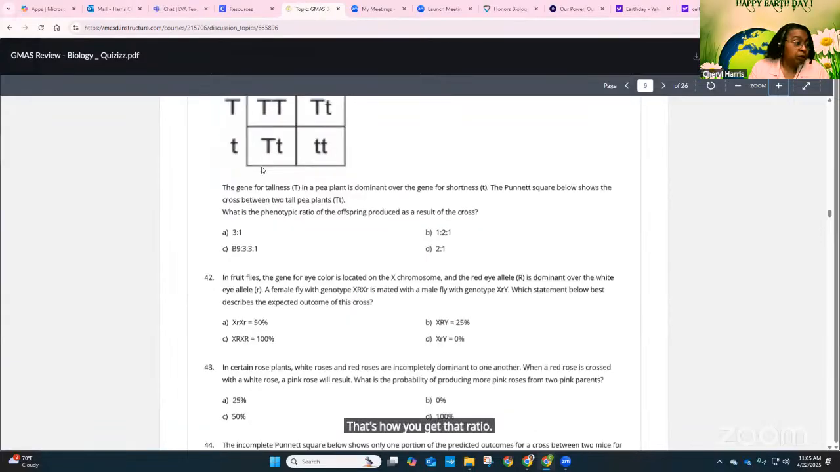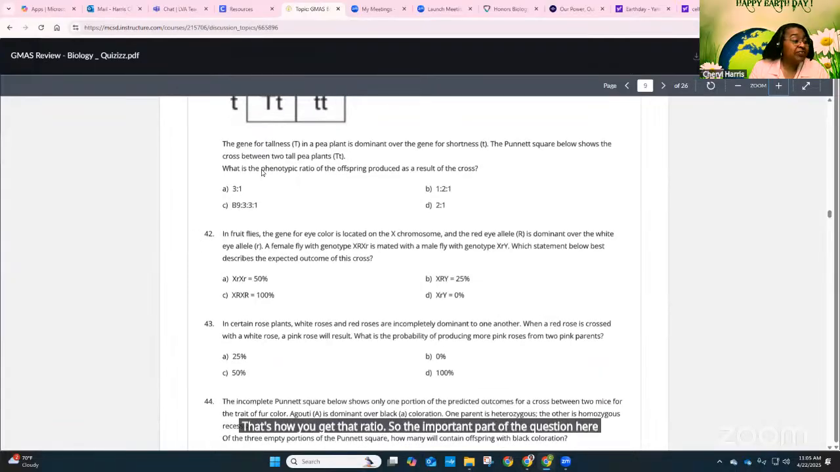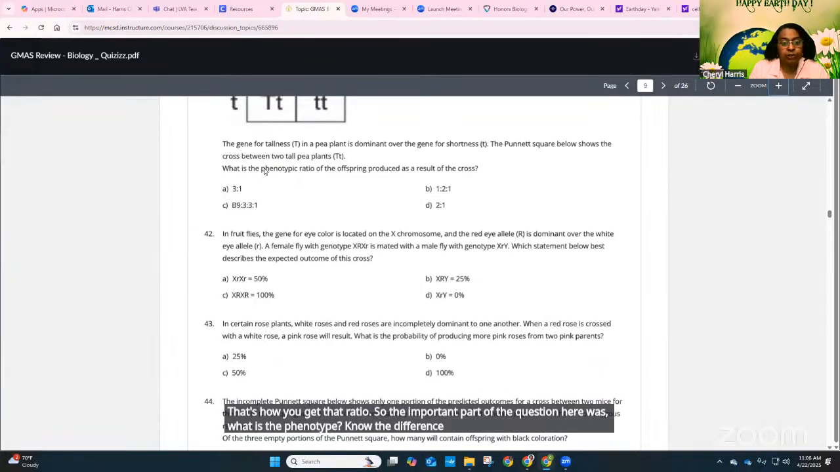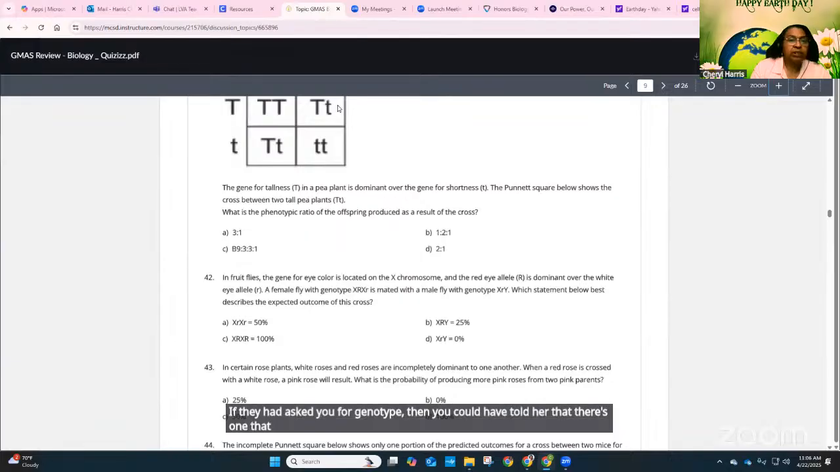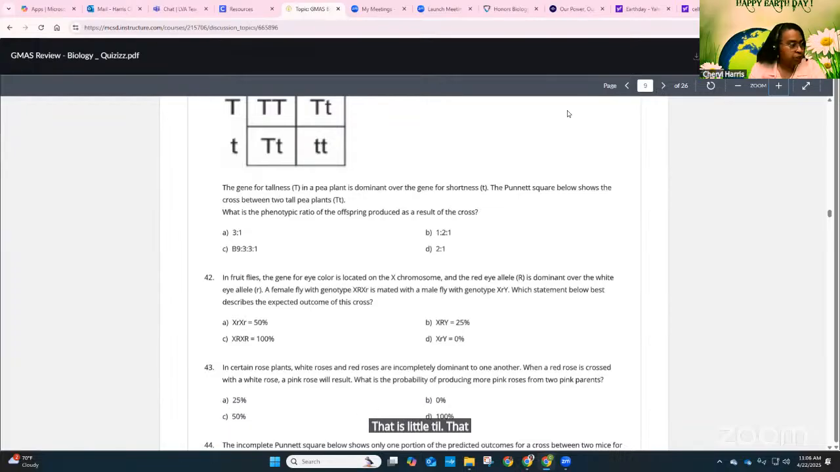So the important part of the question here was, what is the phenotype? Know the difference between phenotype and genotype. If they had asked you for genotype, then you could have told it that there's one that was big T, there are 2 that are big T, little t, and 1 that is little t. That's genotype. Okay. They didn't ask you that.